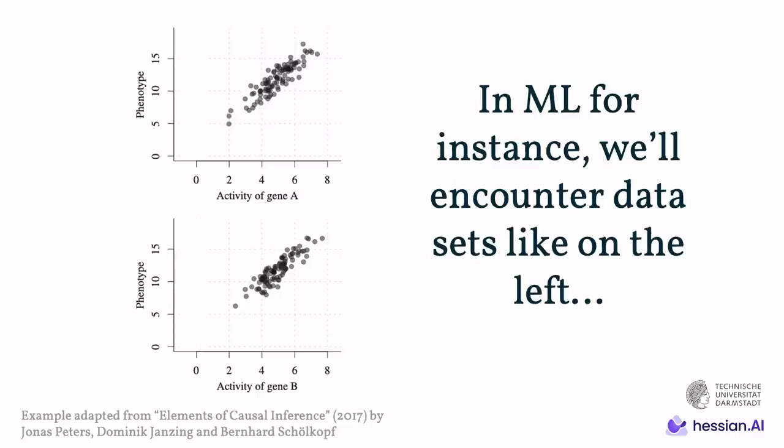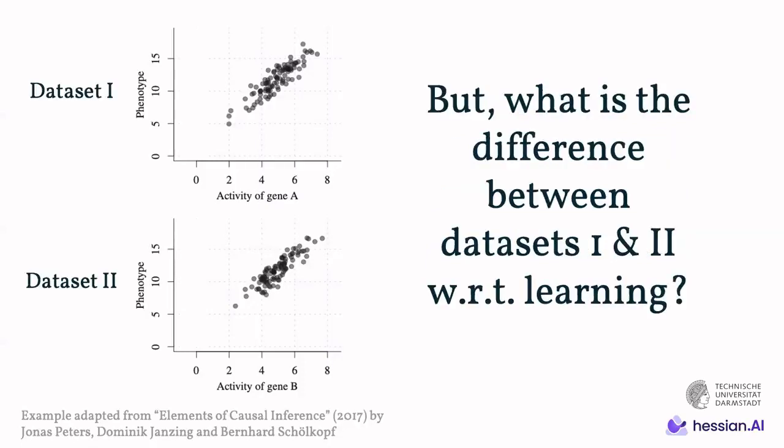On the top, we have activity of a gene A and a phenotype being expressed. And on the lower row, we have the same thing, but just for another gene, which we call gene B here. Don't worry, you don't need to be an expert in biology. This is just for illustration purposes. This could be any other features. And now we ask the question, what is the difference between those two data sets with respect to learning?